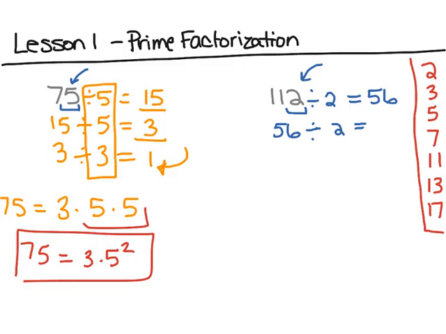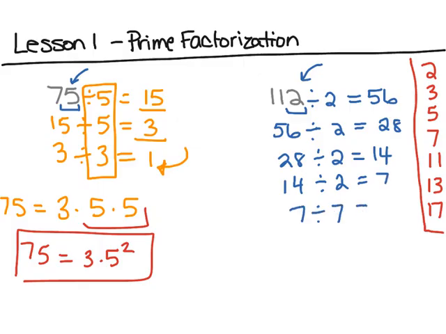That doesn't look like a divide sign. There we go. And it equals 28. 28 divided by 2 is 14. 14 divided by 2 is 7. And 7 divided by 7 is equal to 1. As soon as we get to a 1, we're done.